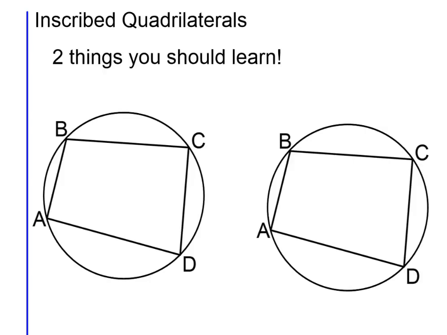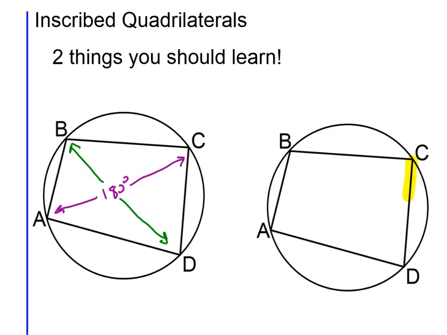There are two important things that you should know about this kind of shape. First off, opposite angles are going to add up to 180 degrees. And this goes in both directions. Also, because of the way that the quadrilateral is inscribed with its angles, you do still have inscribed angles.